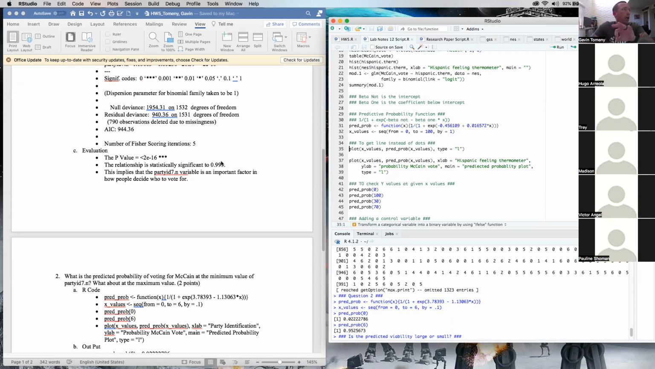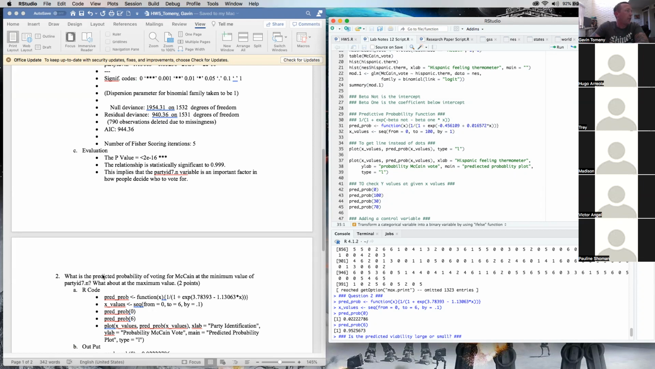Now our party ID 7N only has 7 options. You have 0, 1, 2, 3, 4, 5, 6. And 0 is considered an option. So that's why it's 7. And so we have a sequence that starts at 0, it goes to 6, and then we do it by 0.1.